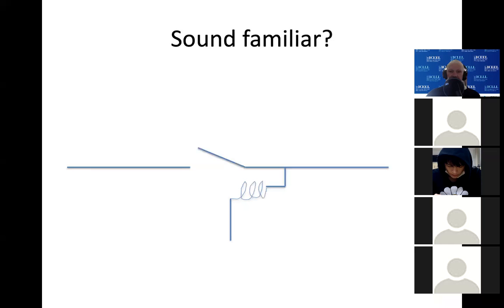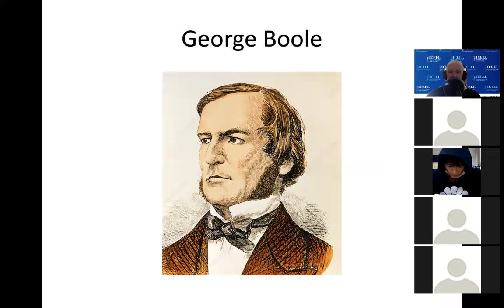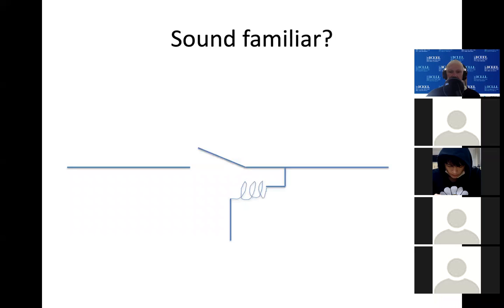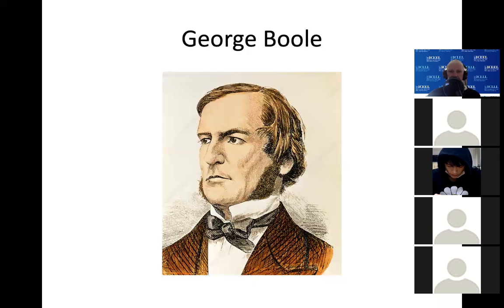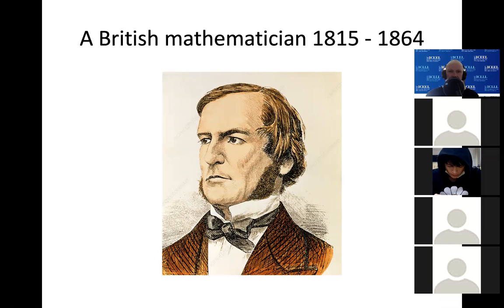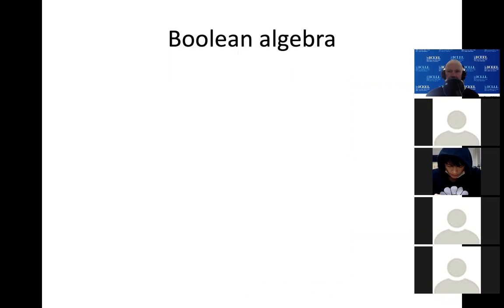So that sounds familiar? You've got the old mechanical relay. The mechanical relay, on and off. The electrical current makes it on or off. Here's George Boole. George Boole, Boolean. He's a British mathematician, he lived from 1815 to 1864. And he invented Boolean algebra, which was binary. We got two states, on and off, 1 and 0, true and false.